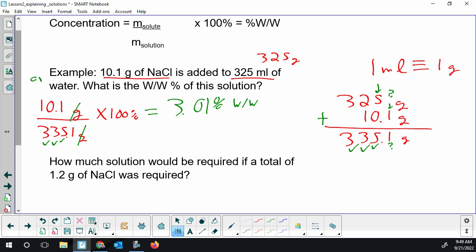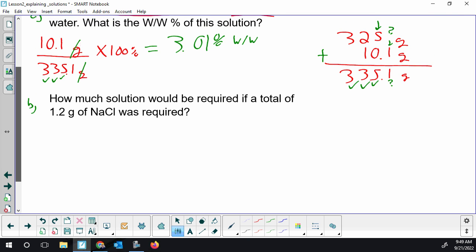So think of this as part A. This bottom question, I'm labeling it as part B because the data above still applies. So we have this 3% weight-to-weight solution, and how much of this solution would we need if we wanted 1.2 grams of solute? It'd be buried in the solution, but we only want 1.2 grams.